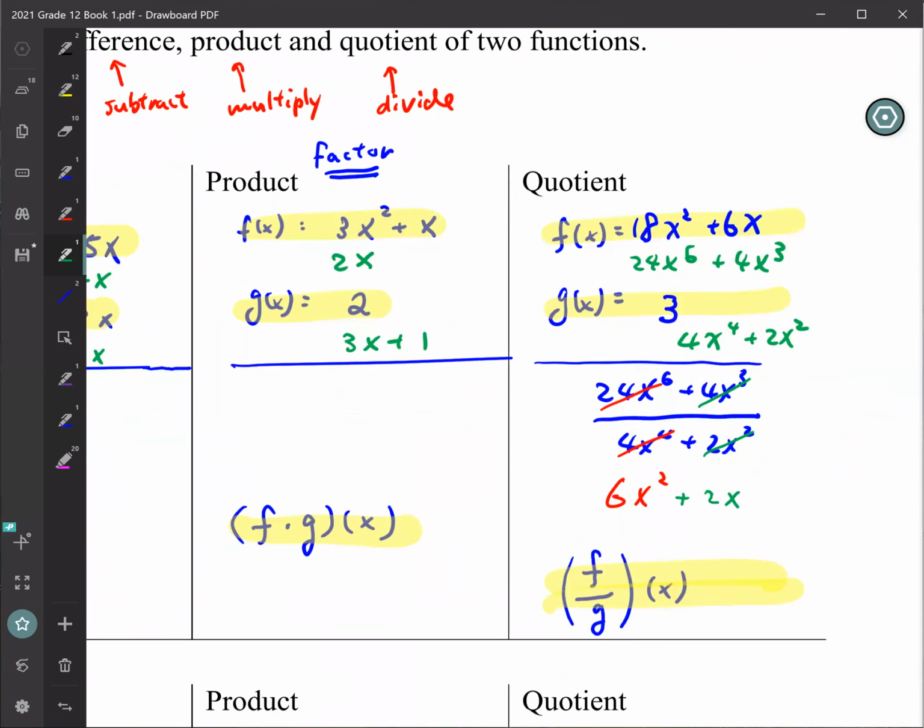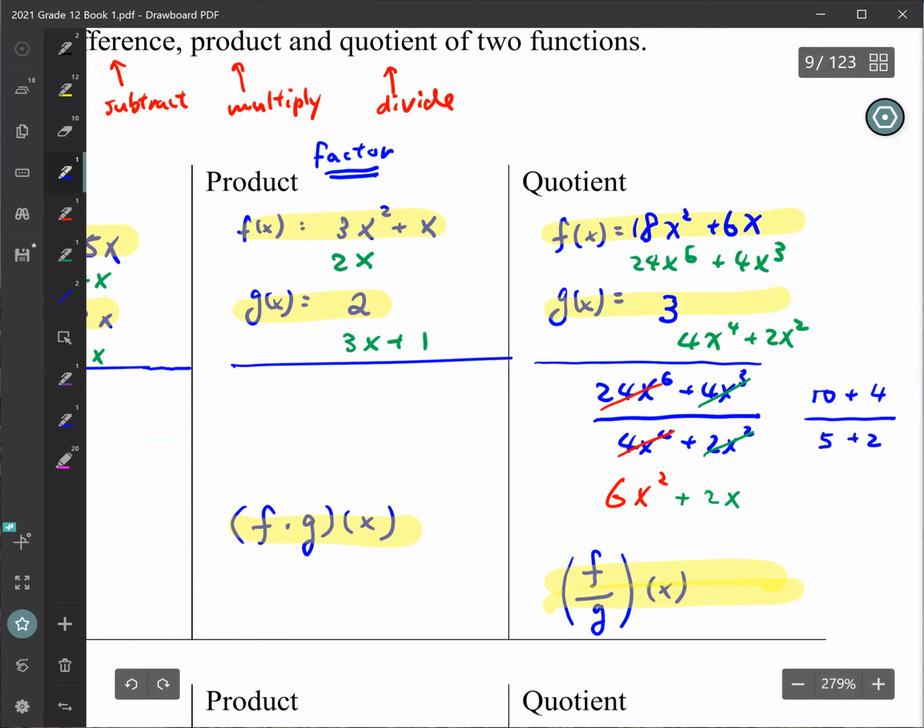So now the problem here is, and I hope you can also learn from this, let's say I make up a number, 10 plus 4. If I want to divide by, let's say, 5 plus 2, how would you do this question?